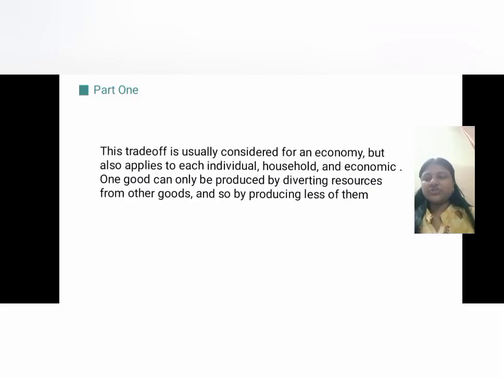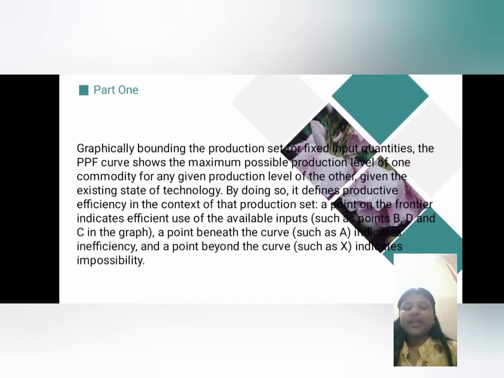This trade-off is usually considered for an economy but also applies to each individual and household. One good can only be produced by diverting resources from other goods, and so by producing less of them. Graphically bounding the production set of fixed input quantities, the PPF curve shows the maximum possible production level of one commodity for any given production level of the other, given the existing state of technology. By doing so, it defines productive efficiency in the context of the production set.